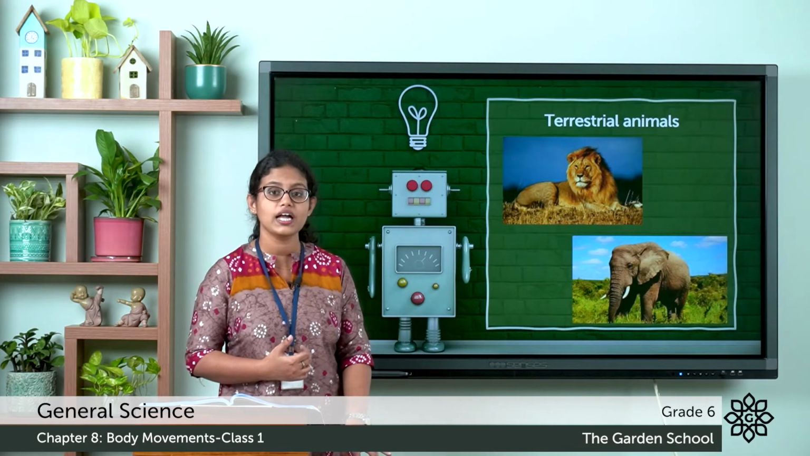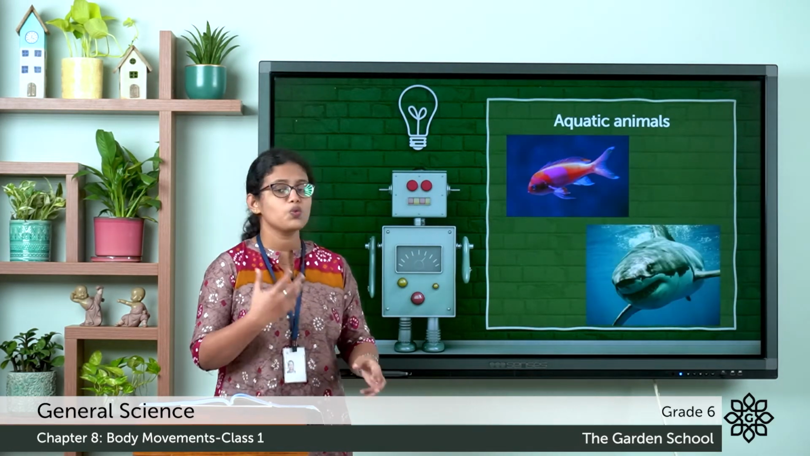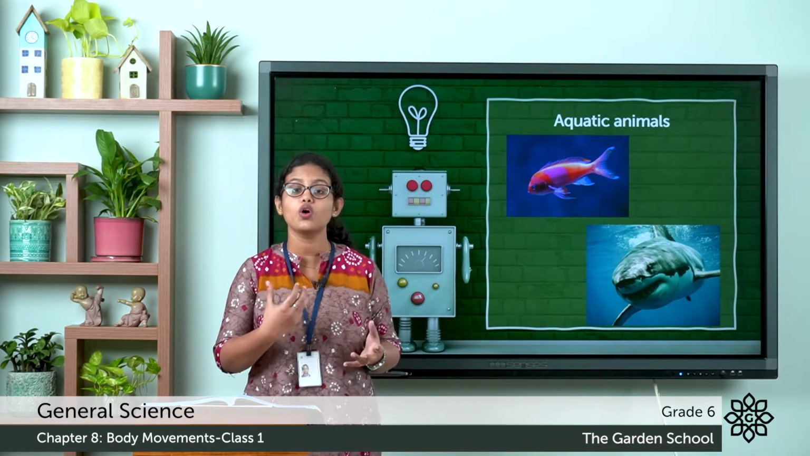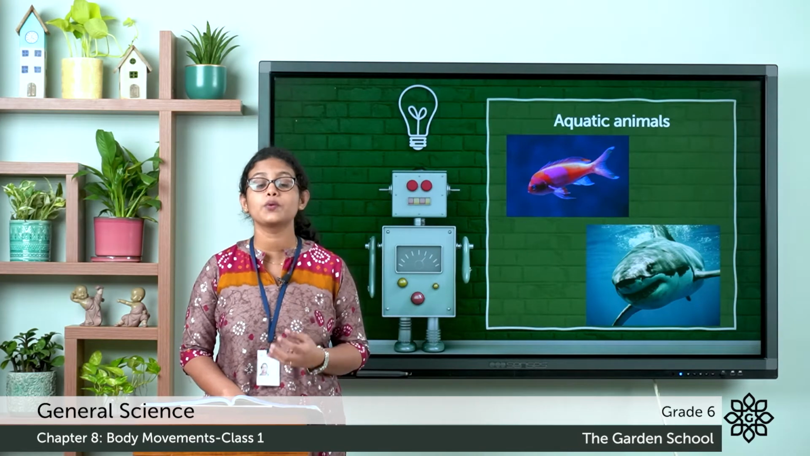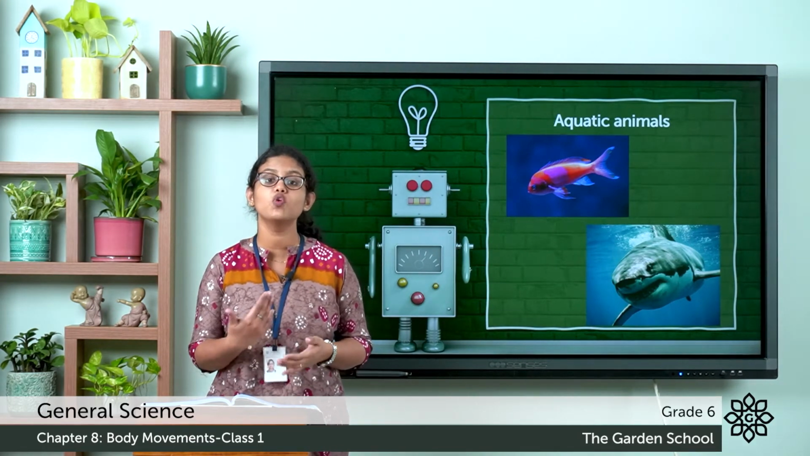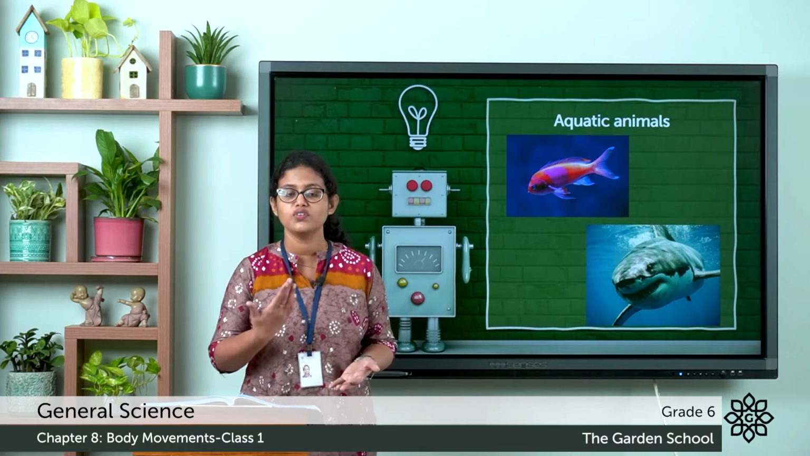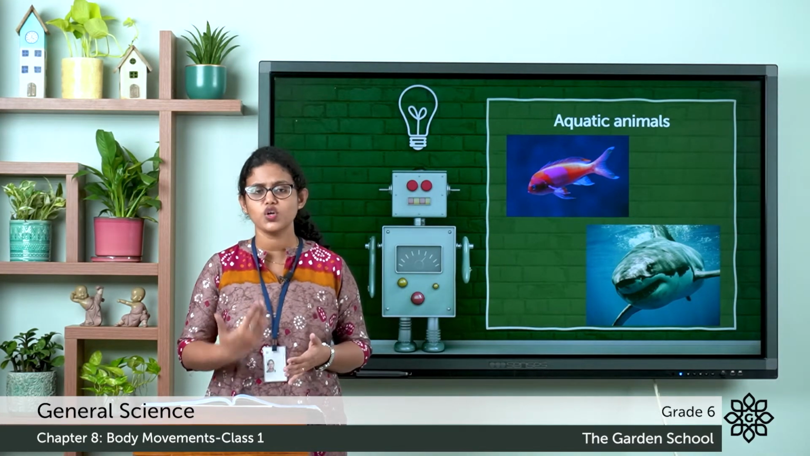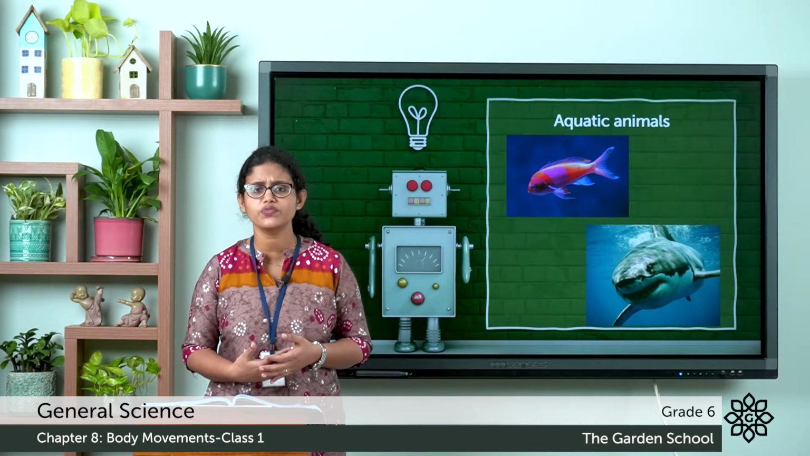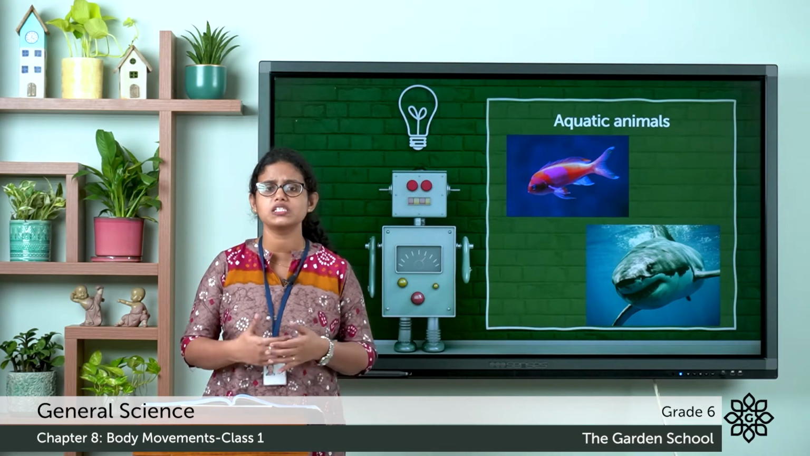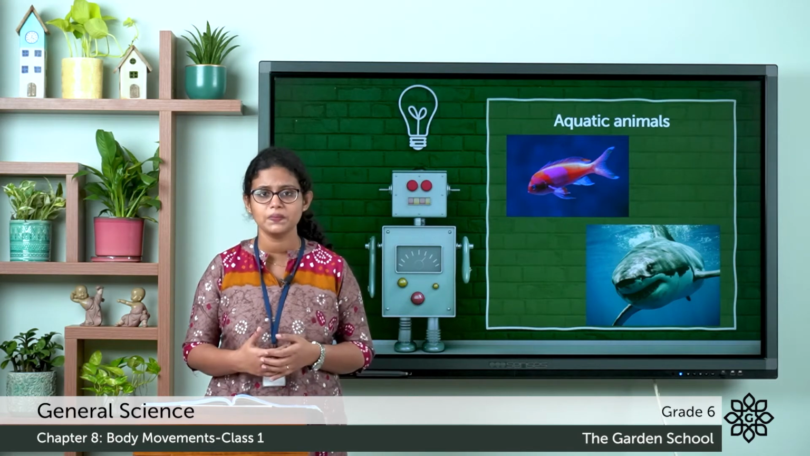Then what about aquatic animals? So what is the meaning of aquatic? Aquatic means water. So water animals. How do these aquatic animals move? They move by swimming in water. Fish, shark, dolphin, all these are examples of aquatic animals. And these animals move from one place to another by swimming.